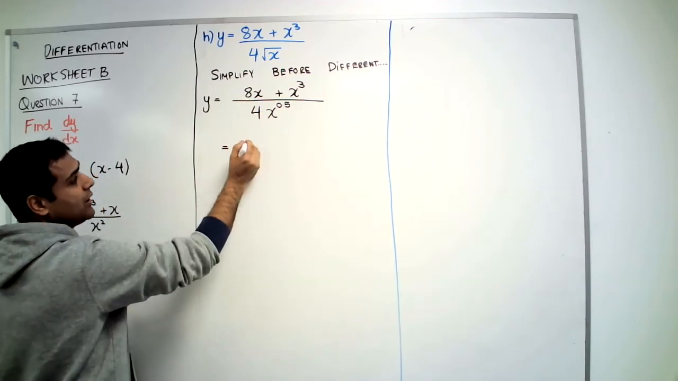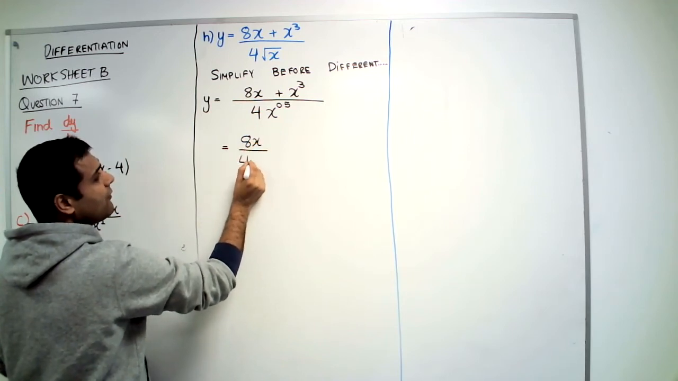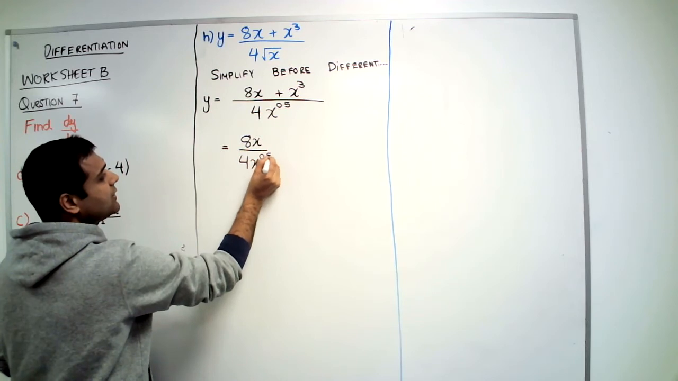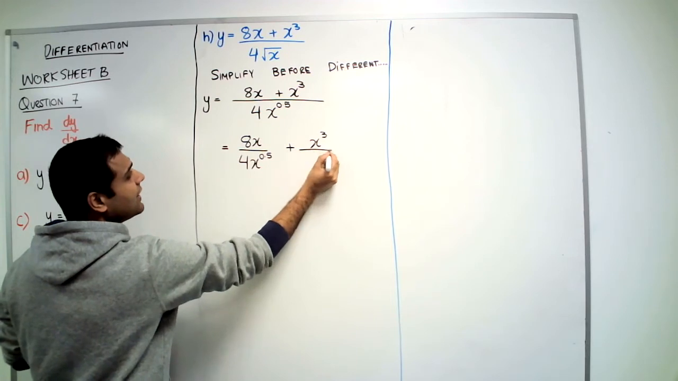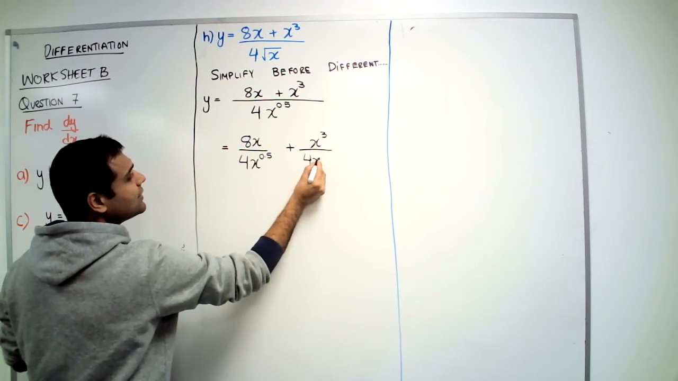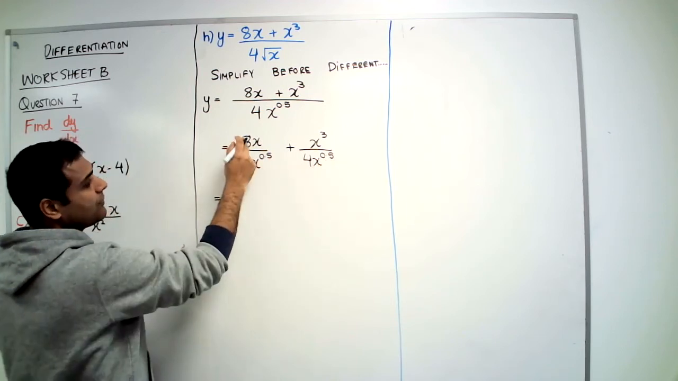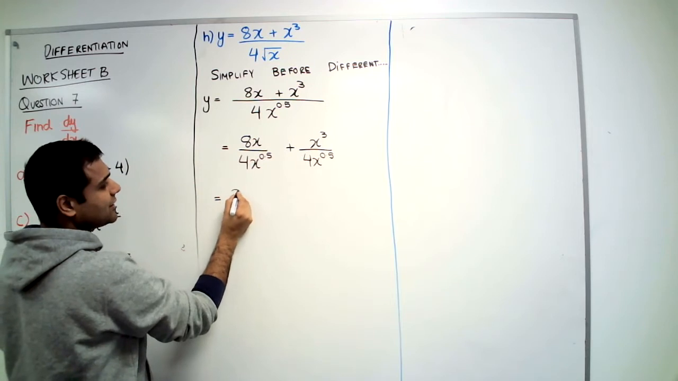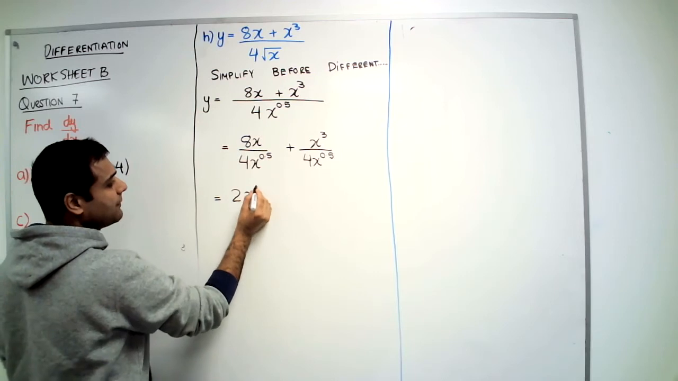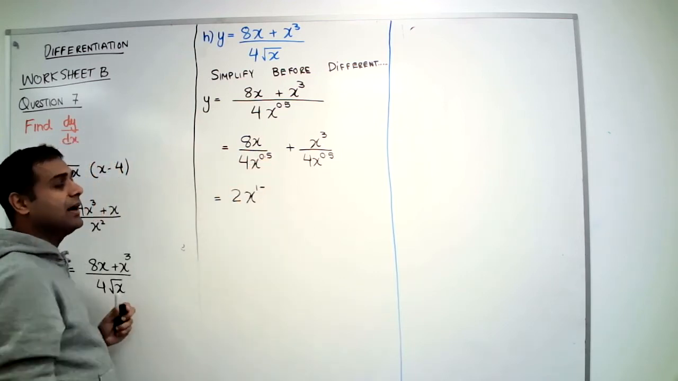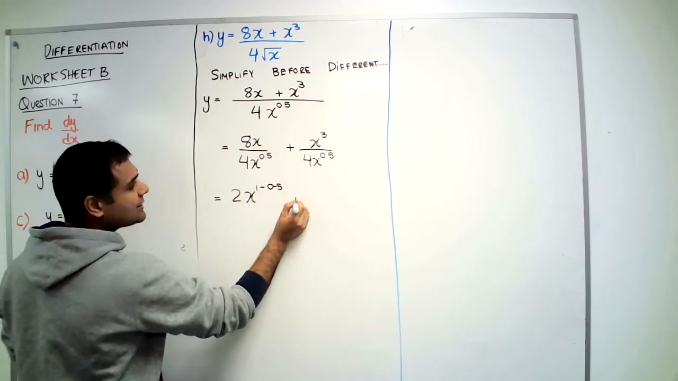So there are multiple ways of doing it. This is how I'm going to do it. 8x as it is, divide this by 4x to the power 0.5, plus x cubed as it is, divided by 4x to the power 0.5. Okay, now 8 over 4, that's just a 2. And this is x, this is power 1, minus 0.5, because this is 0.5, when it goes up, it becomes minus 0.5.